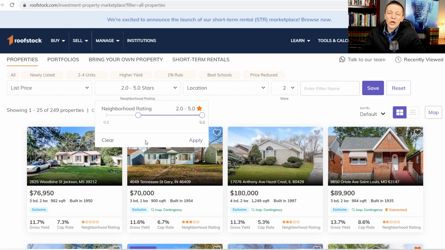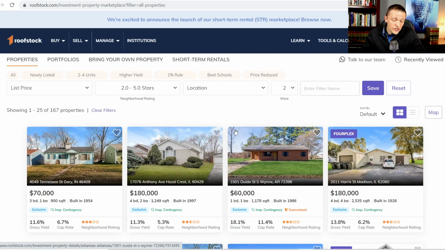Again, I want to get to a point where I'm going to get a reasonable cash-on-cash return and also have a reasonable chance of the property appreciating over time. So in order to have a chance to have good cash-on-cash return, I'm looking for higher yields. And in order to get a reasonable chance of appreciation, I'm looking for neighborhoods of at least 2 stars and preferably 3 stars or above. So with those criteria selected, let's see what kind of results we get.